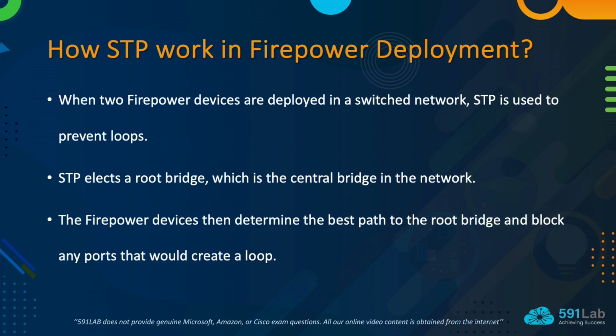In a switched firepower deployment, spanning tree protocol is used to ensure that there is only one active path between the firepower devices and the rest of the network. This helps to prevent traffic from looping back on itself and causing network problems.